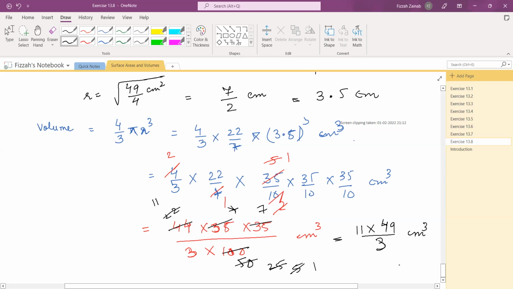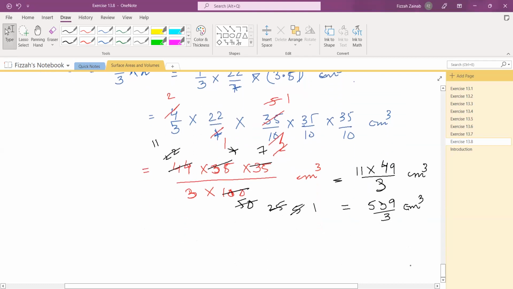Ma'am, I think it's 539. Which is 539? Numerator? Yes, ma'am. 539 divided by 3 centimeter cube. Okay. Now it's easier to divide by 3. I can divide it. So I'll get like 3 into 1 is 3, right? So 23. 3 into 7 is 21. Then 29. So 3 into 9 is 27. Then point. So 20 and 3 into 6 is 18. Then 20. So 3 into 6. So this I am getting.